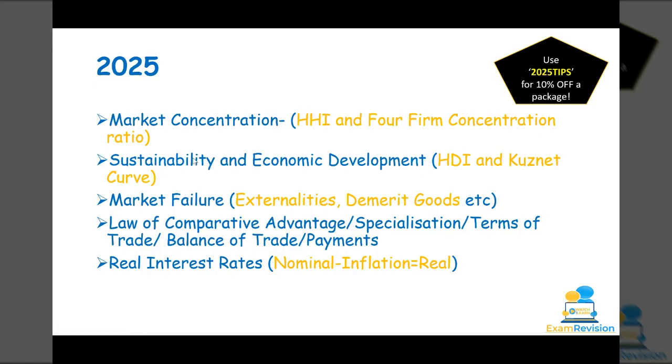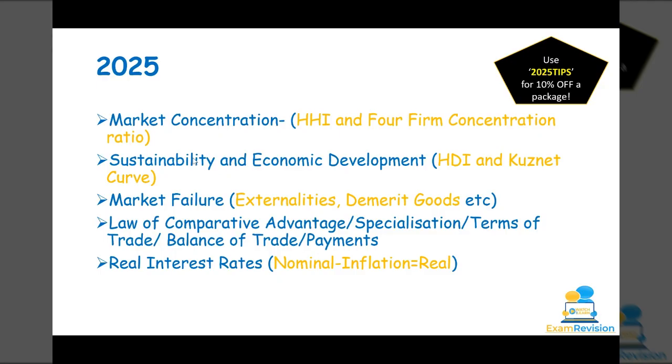Again, with sustainability, very, very common on the papers, and economic development, the human development index. Market failure has pretty much come up every year in terms of externalities and demerit goods. Things like vaping has come up, gambling has come up, cigarettes, alcohol. Make sure you're able to explain how market failure occurs and what the government can do to combat it. As I've mentioned, law of comparative advantage, be able to show how the world is better off from specialization, be able to talk about the terms of trade with bulk goods, be able to calculate your balance of trade and balance of payments.